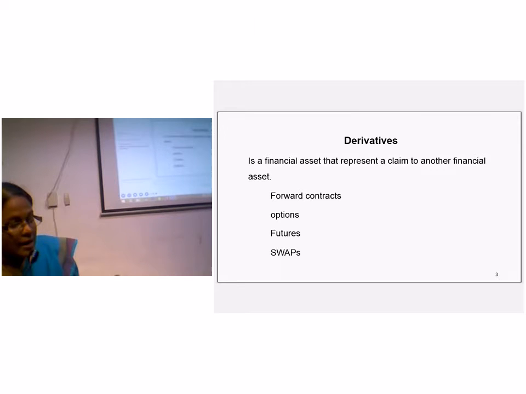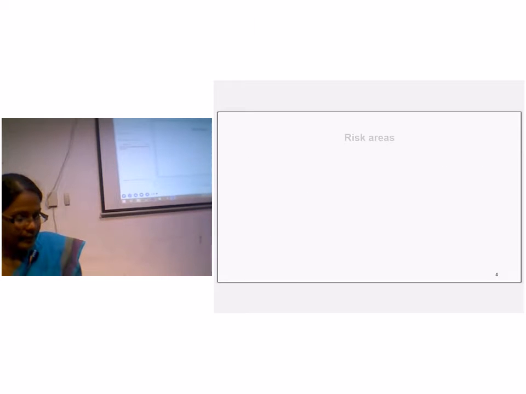If we enter into a derivative contract, B knows that he will receive goods on that future date, so it's an asset, and A knows that he will receive money on that specific future date. So that is the meaning of a financial asset that represents a claim to another financial asset, right?